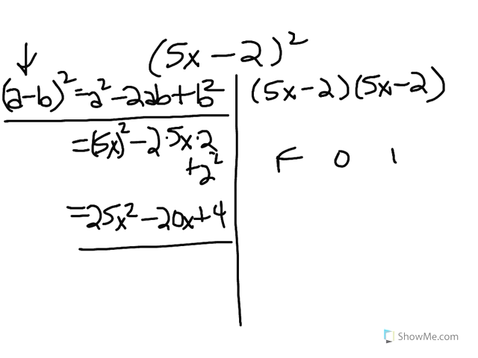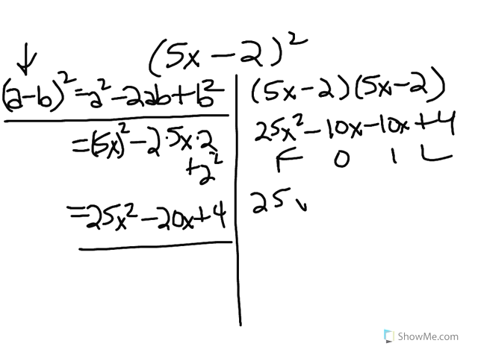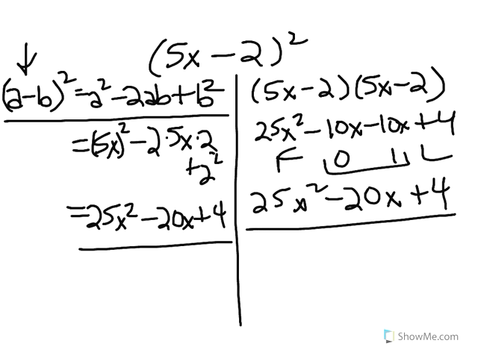Of course, whenever you use it, you should write your letters out. First times first, 25x squared. Outside, 5x times negative 2 is negative 10x. Inside, negative 2 times 5x is negative 10x. And last, negative 2 times negative 2, positive 4. So we have 25x squared minus 20x plus 4.